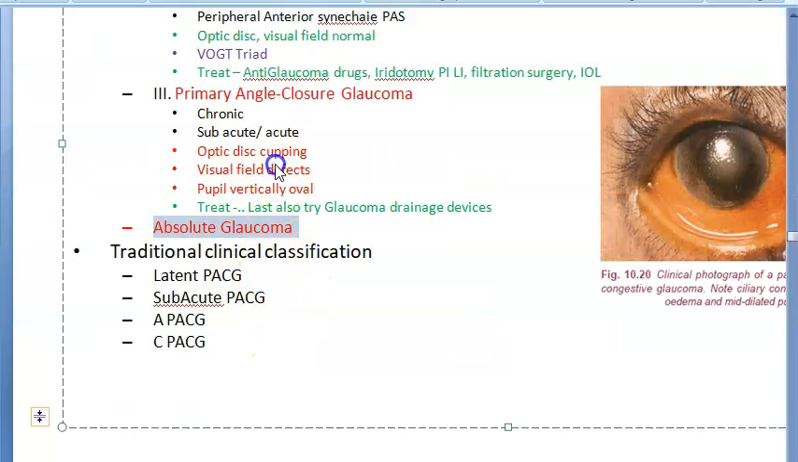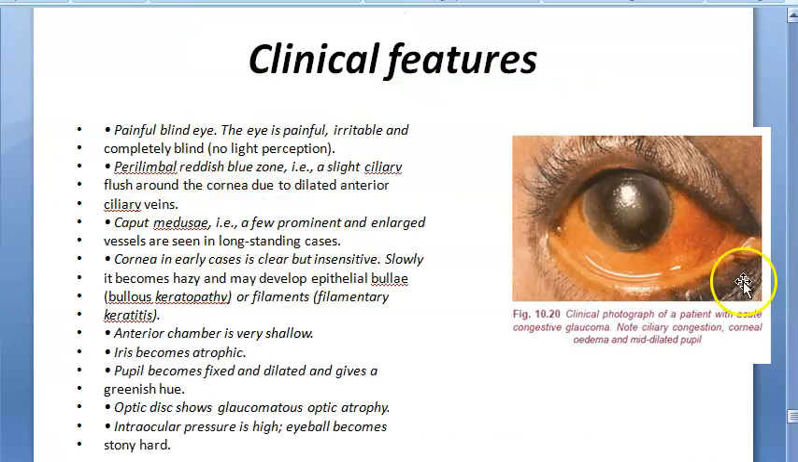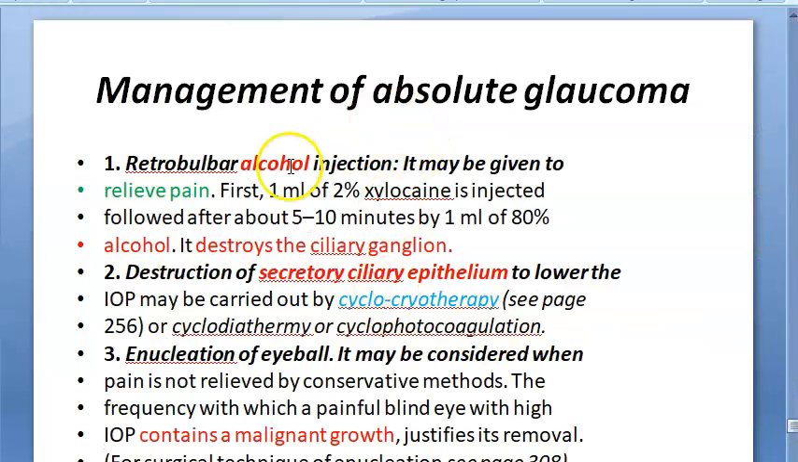Okay. Finally, if they cross this stage also, they'll go to absolute glaucoma. What will happen? Absolute glaucoma: stony hard eye and a lot of congestion, redness. See this one, perilimbal reddish blue, even the pupil has a greenish hue. The cornea will be insensitive. Anterior chamber very shallow, etc. A lot of things.